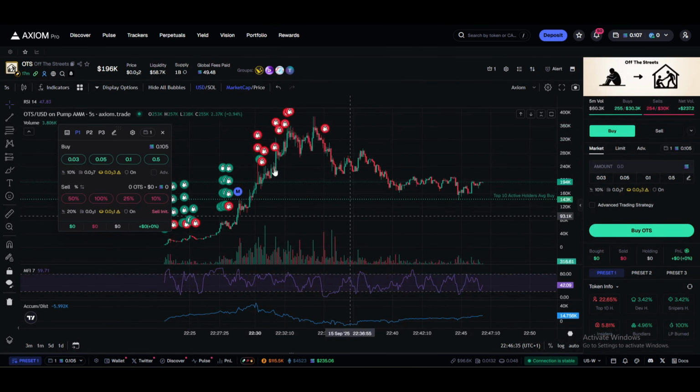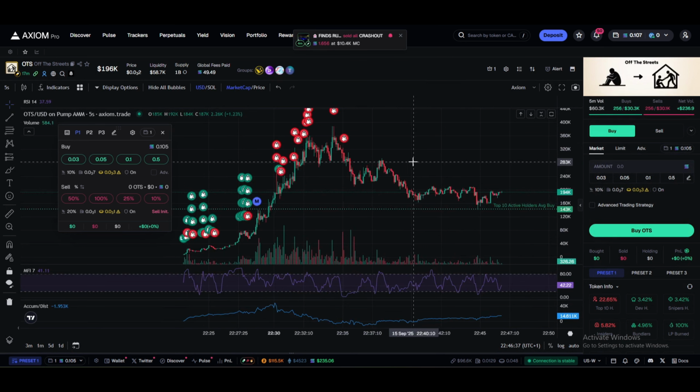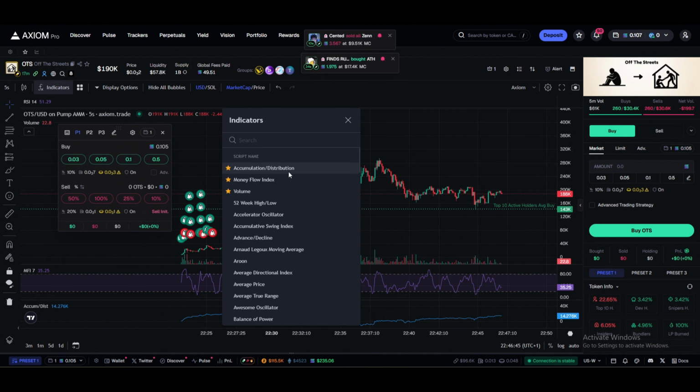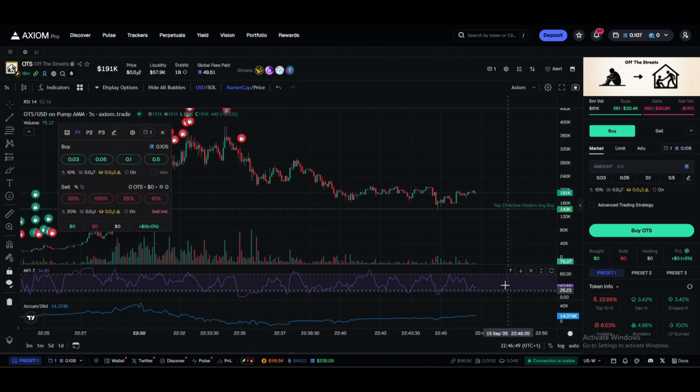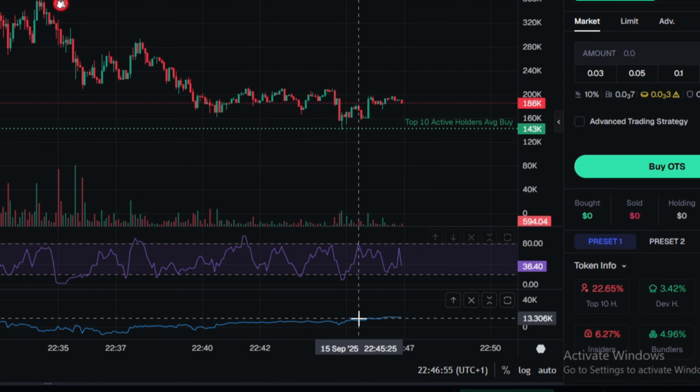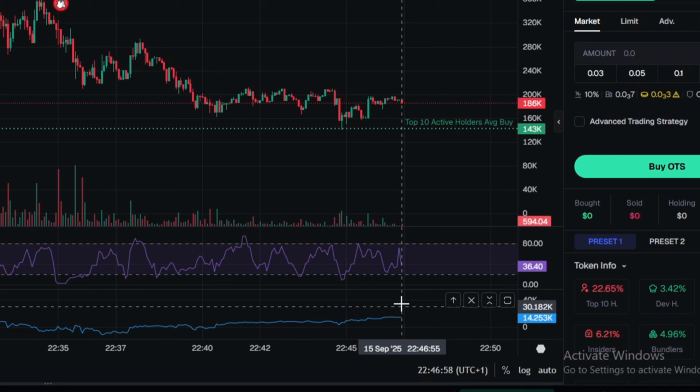Before we even get onto the chart, we need to add these indicators. We need accumulation/distribution and money flow index. These two are basically like the RSI, but just better in my opinion. So what we need to do is wait for the money flow index to get down here, and then the accumulation/distribution to get up here.